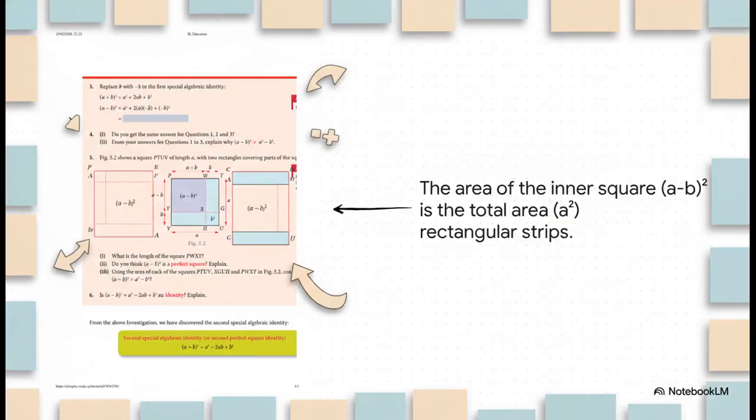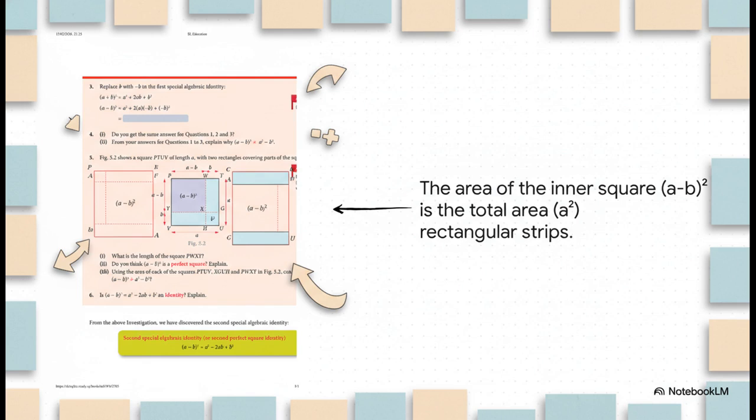And what's so cool is that the geometry proves it again. Check this out. The area of that light blue square in the middle, that's our a minus b squared, is literally what you have left over after you start with the whole big square, a squared, and then take away those two outer rectangular strips.